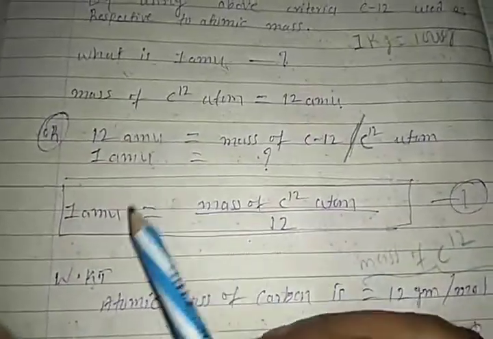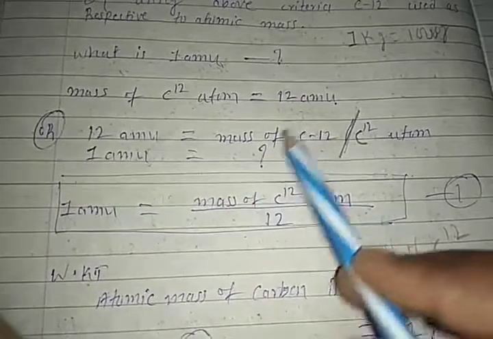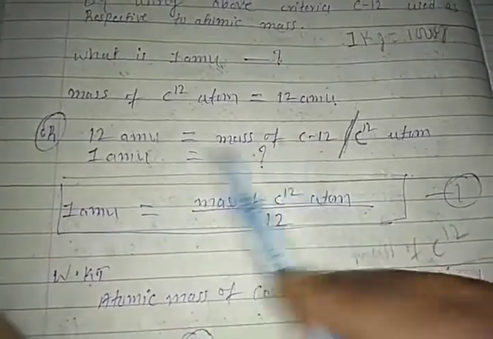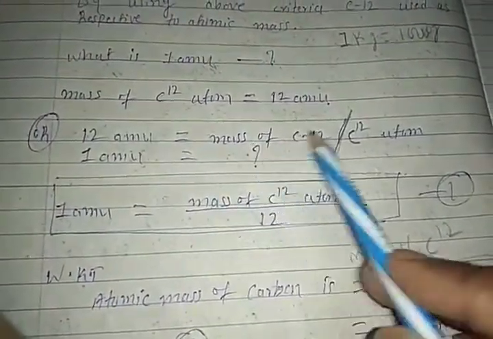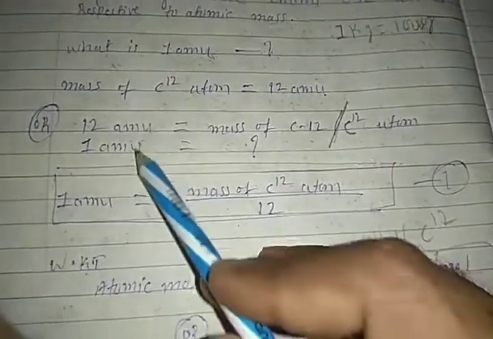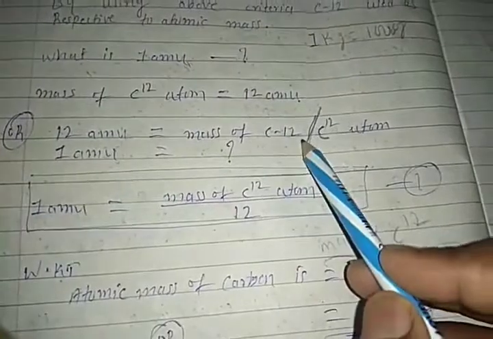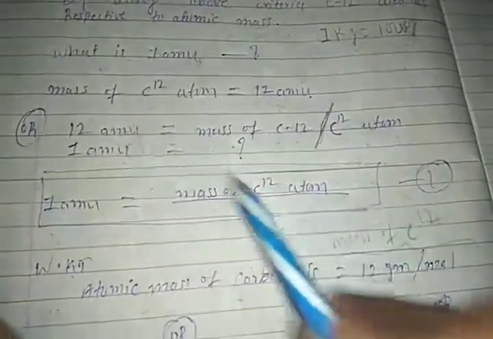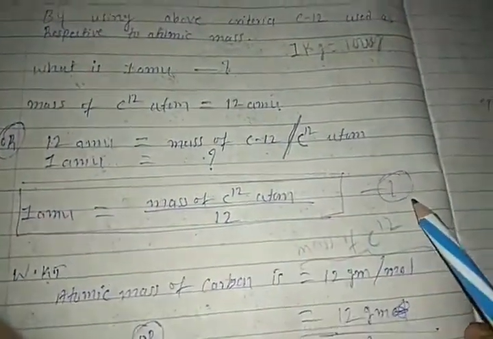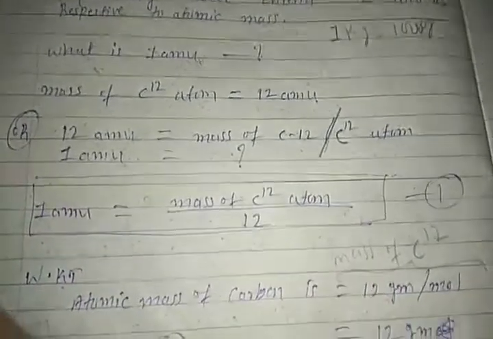Let's see here, students. If we cross multiply, 1 AMU is equal to the mass of a carbon-12 atom divided by 12. The mass of carbon-12 is the numerator and this 12 is the denominator. This is considered equation 1, students. Right, equation 1.